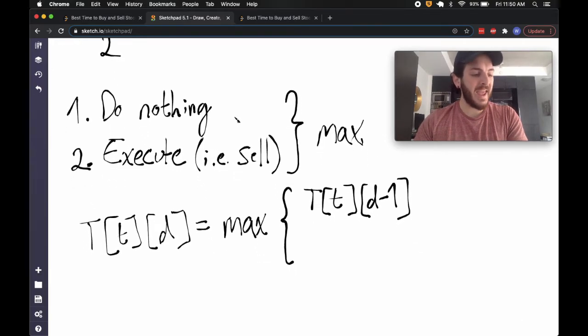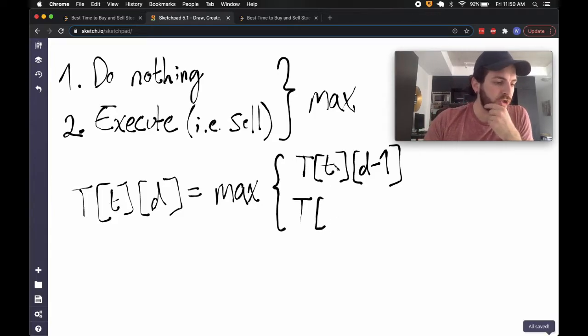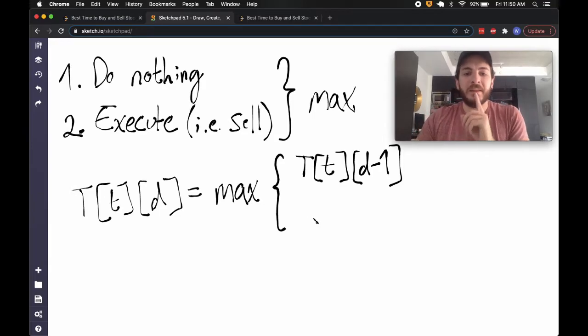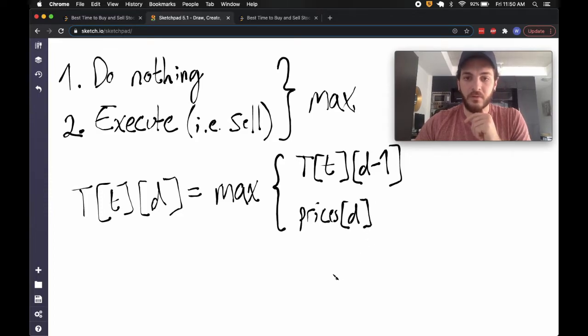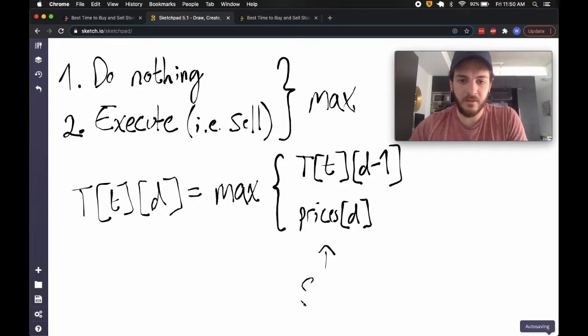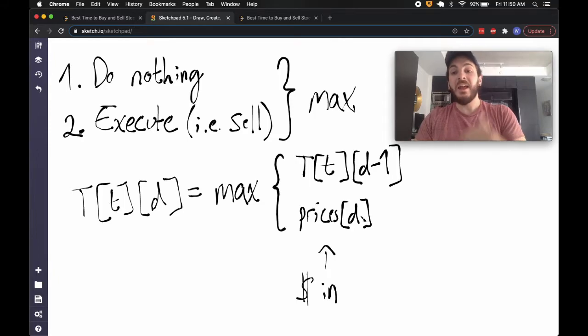Now, in case we decide to execute a sale, a few things are going to happen. So now it becomes slightly trickier. What we can do is think about the following. The amount of money that I'm going to make today for making the sale is going to be prices of D. So this is money in. At some point I bought the stock, and we'll get to that, but today I'm going to sell it. And if it's selling for 20 bucks today, I'm going to get 20 bucks of revenue. Cool.